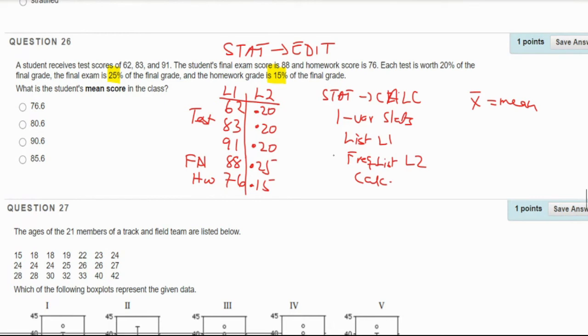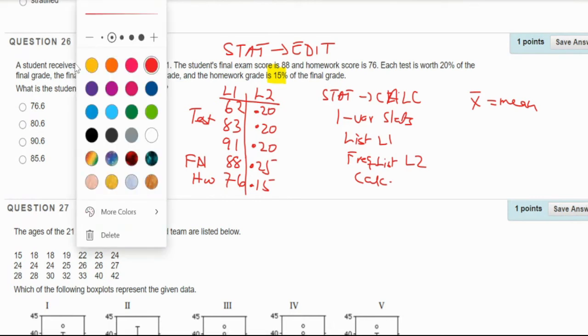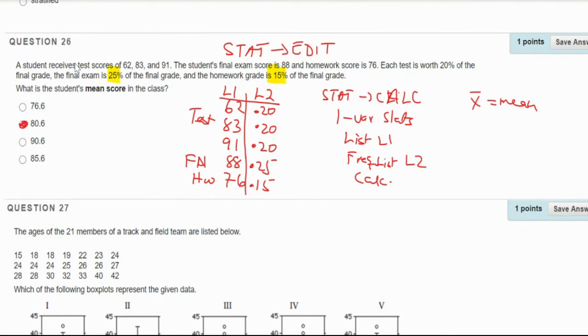So anyone? 80.6. Excellent. All right, so in the test, don't waste your time. You could still multiply and then work it out. That's still fine. But I think the calculator goes faster. The calculator goes faster.